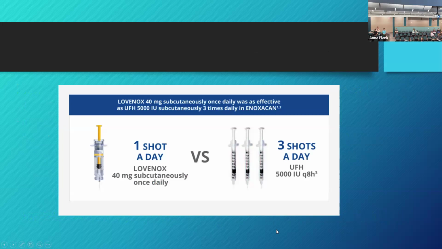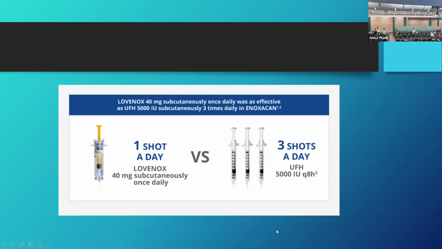Why would we use Lovenox? Why would we use heparin? Looking at this chart, if one is 3 shots a day and one is 1 shot a day, why would you not just do the 1 shot a day? Cost is a big one. Yeah, Lovenox is super, super expensive.